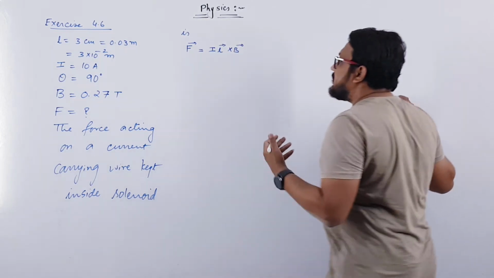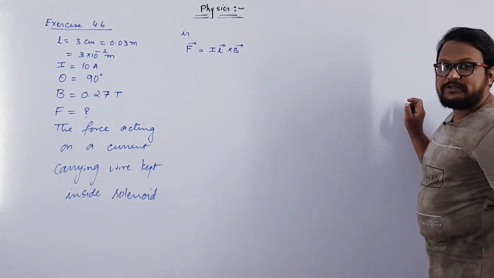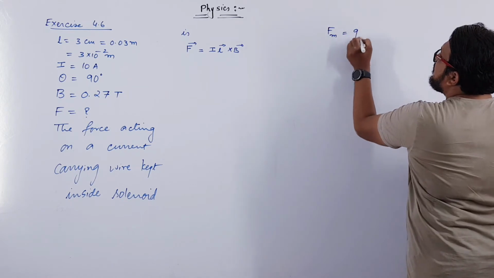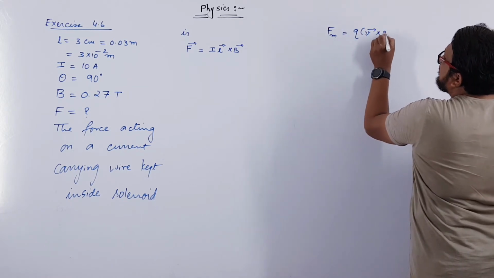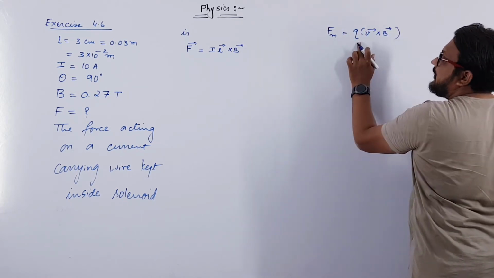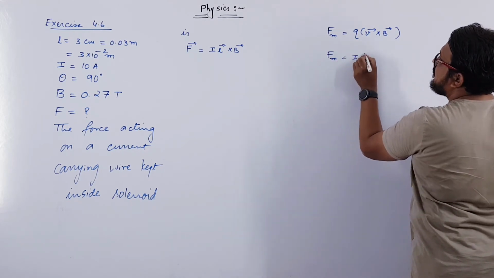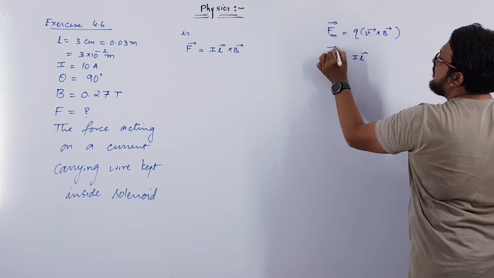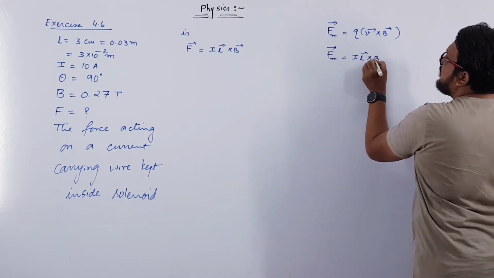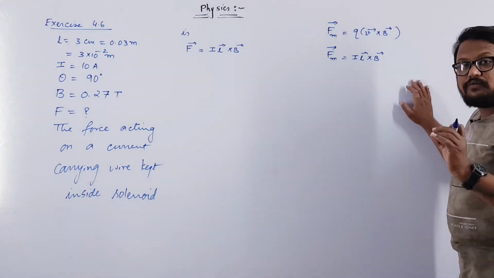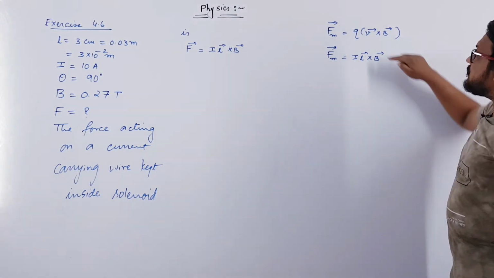Look, you may find some confusion in this. Actually the magnetic force is Fm equal to Q into V cross B. This is the force acting on a charged particle. And for a current carrying wire, the magnetic force is IL cross B, vector, right? So when to use which formula? If a charged particle is in motion, for a given particle, we have to use this formula.